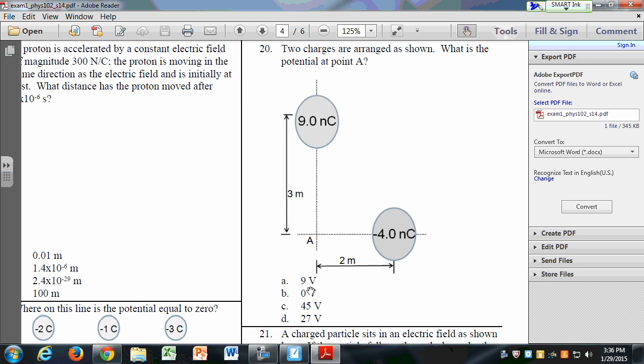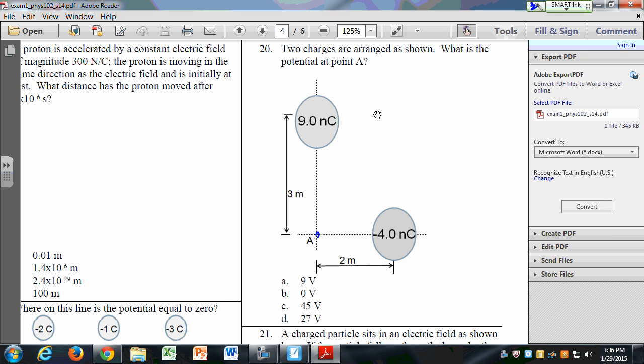Okay, here's just a basic potential problem. I have two charges, and I want to know the potential at point A. If this was a field problem, you'd have to go through all the vector business. You'd have to draw your vectors, find the magnitude and direction of the vectors, then the x and y components, add the components, and then use the Pythagorean theorem and the inverse tangent to do all that business. But here it's a lot easier.